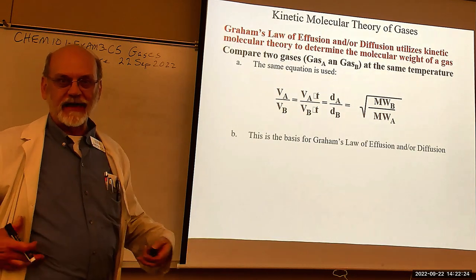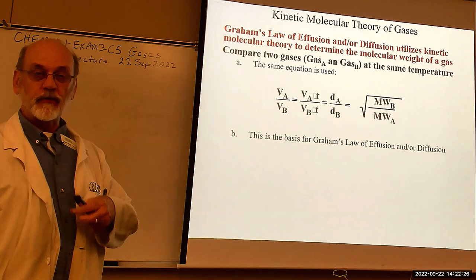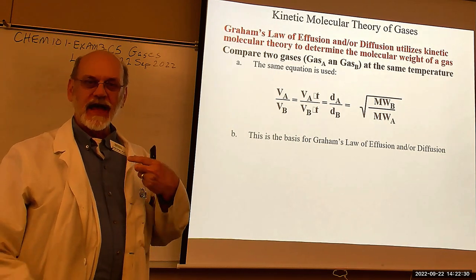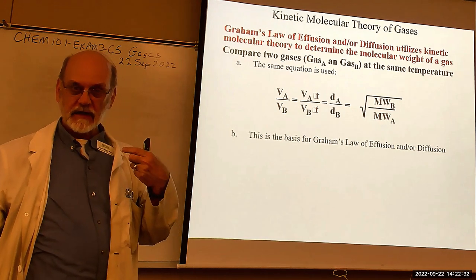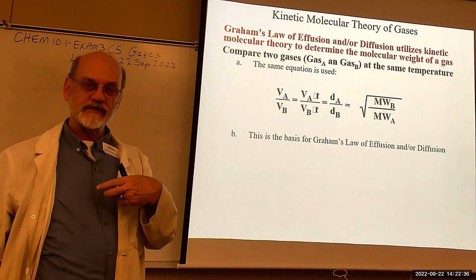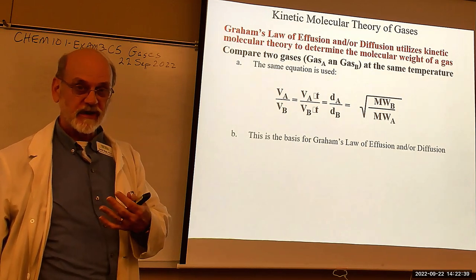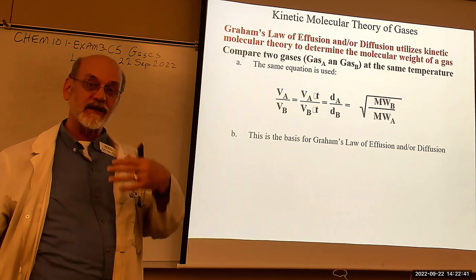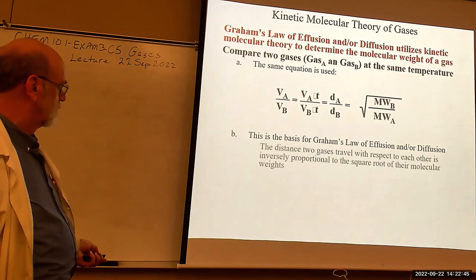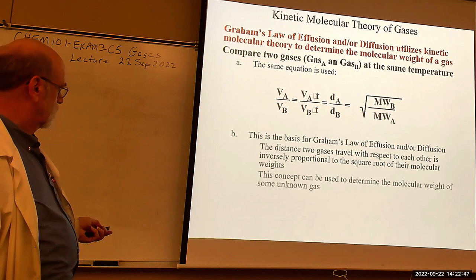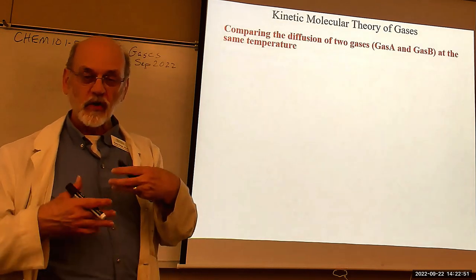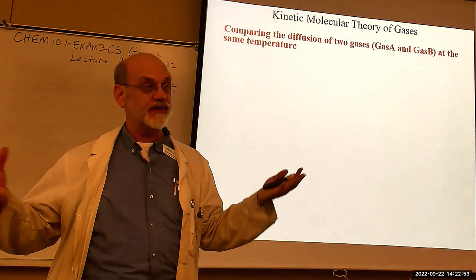So what good is that? Well, if we know the molecular weight of A, and we can ratio the distance it travels versus the distance that B travels at the same temperature, then we can say something about the molecular weight of B. It's another way of determining the molar mass of a gas without knowing what the gas is.